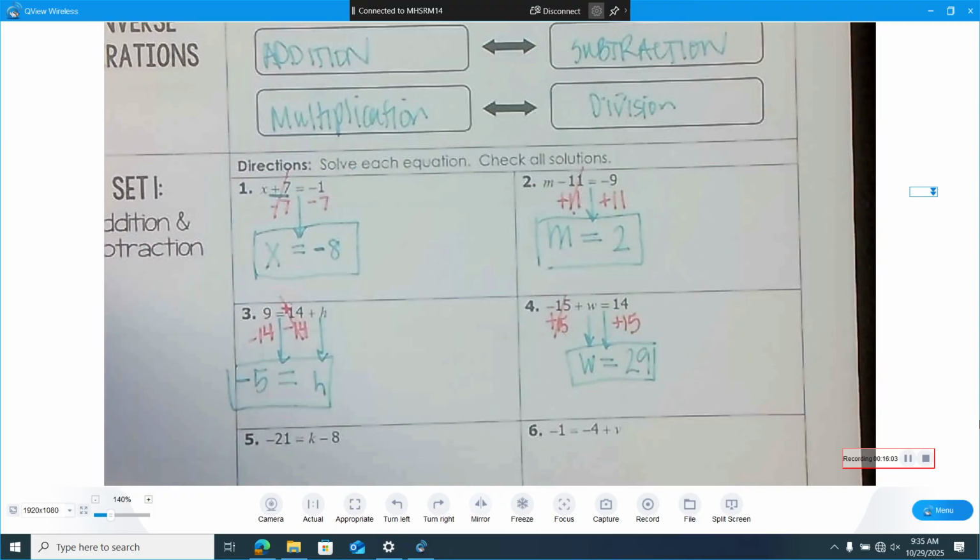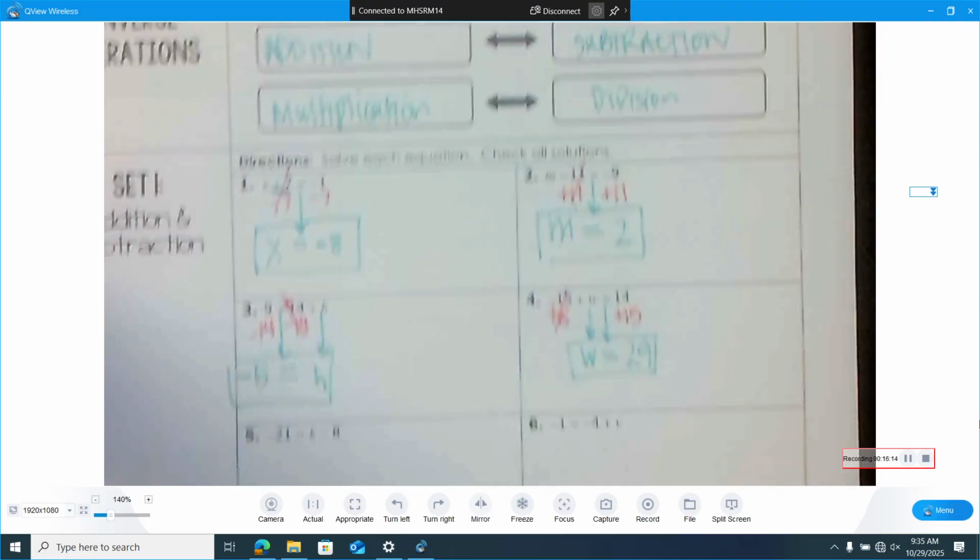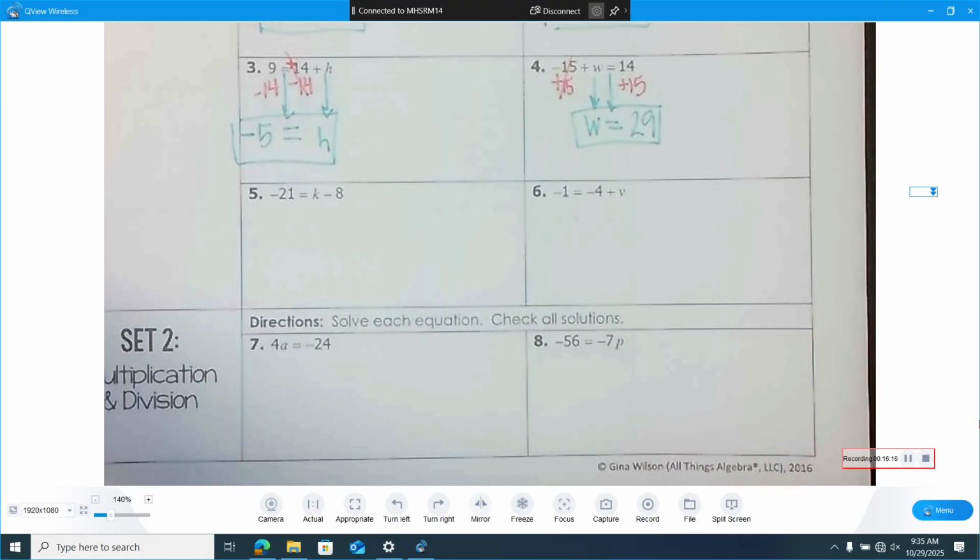So that was connections with addition and subtraction. It's really just doing the opposite, and the goal is really always to isolate the variable. Isolate, get it alone. Get rid of the other junk with it. All right, clean it up. That's our goal here.